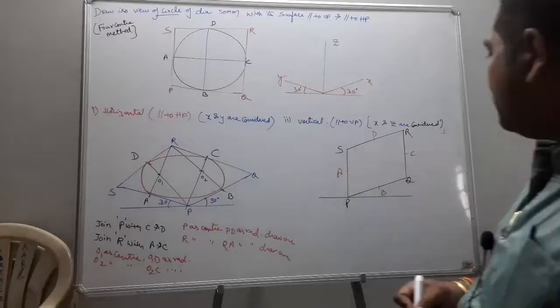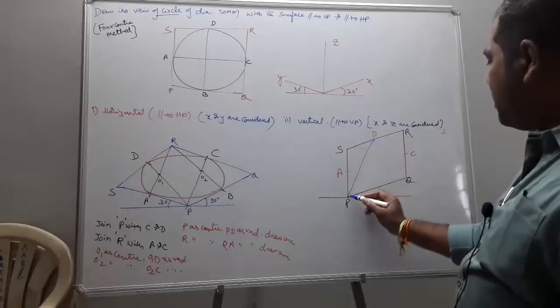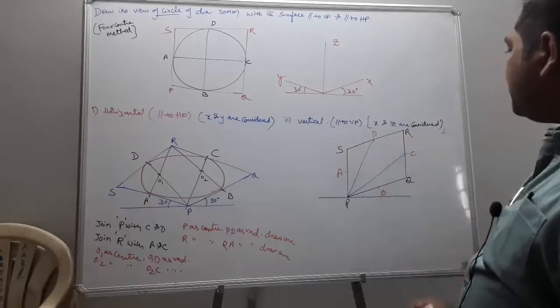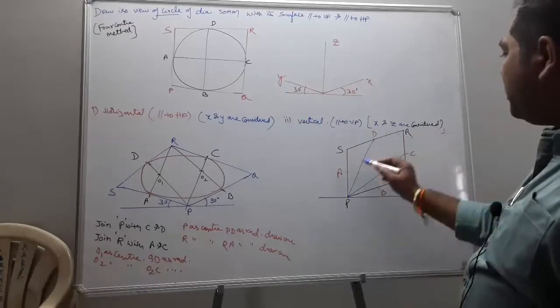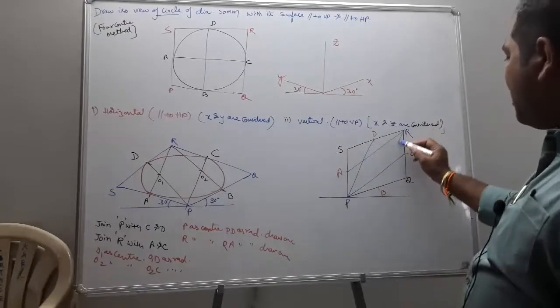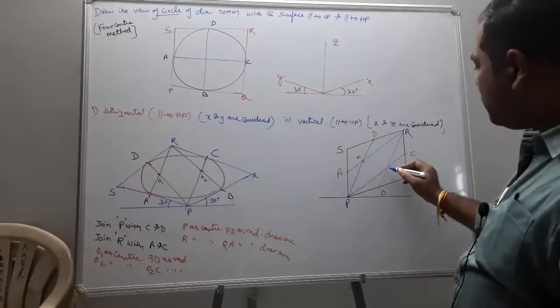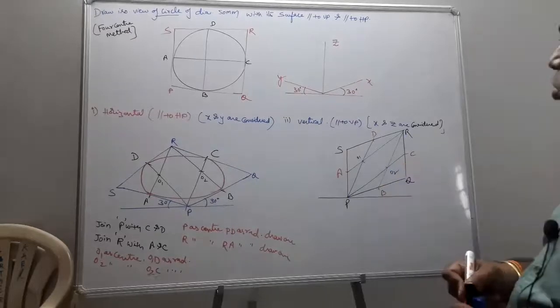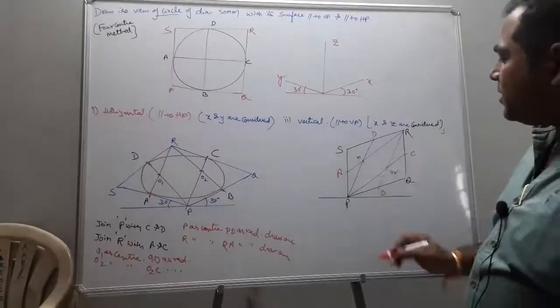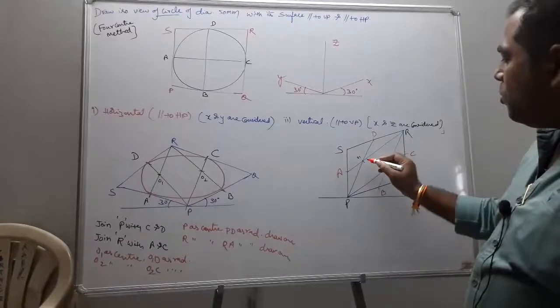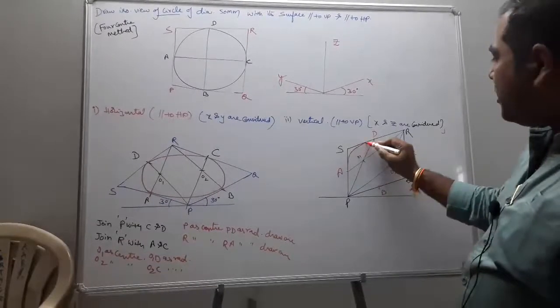So P is going to be taken as center. I join P with D and P with C. Similarly, I join R with A and R with B. Now, what are the two origins we obtained? This becomes O1 and this becomes O2. Now O1 as center, O1A as radius, draw an arc. Similarly, O2 as center, O2B as radius, draw an arc.